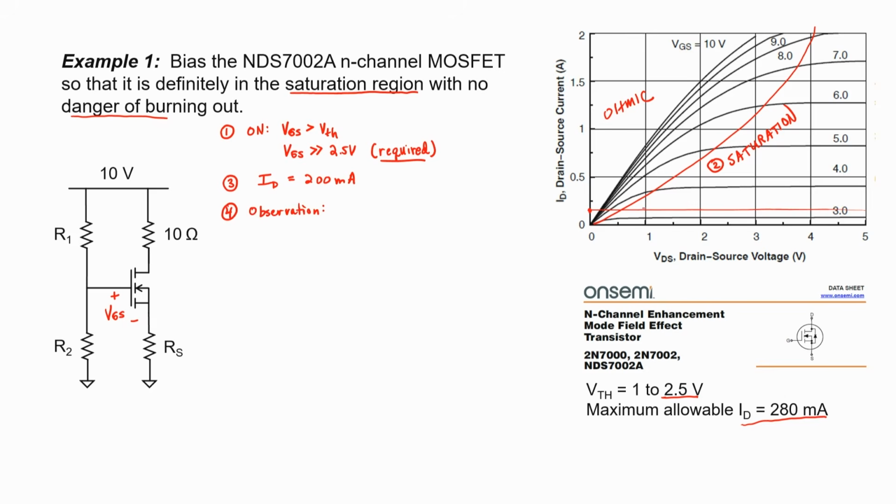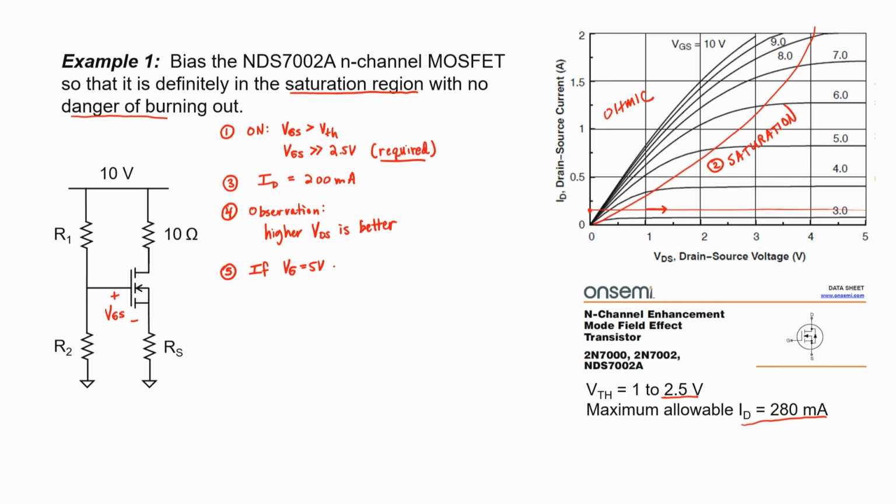Let's make an observation. If we're trying to make sure we're in the saturation region rather than the ohmic region, a higher drain voltage is better. Let's start plugging in some numbers and see what comes out. Let's start off with a trial gate voltage of 5 volts. That's definitely higher than 2.5 volts, so hopefully that will turn everything on.